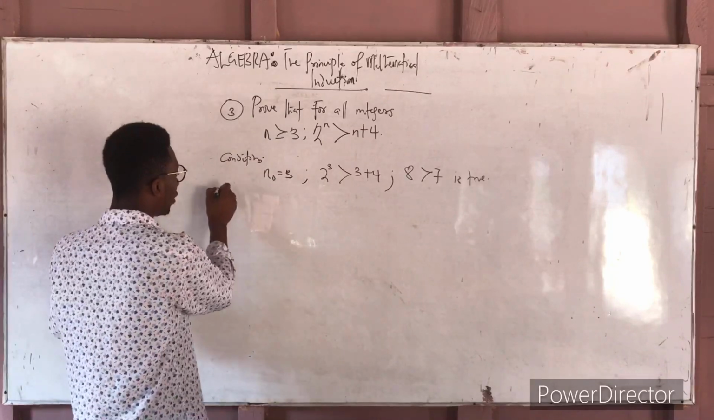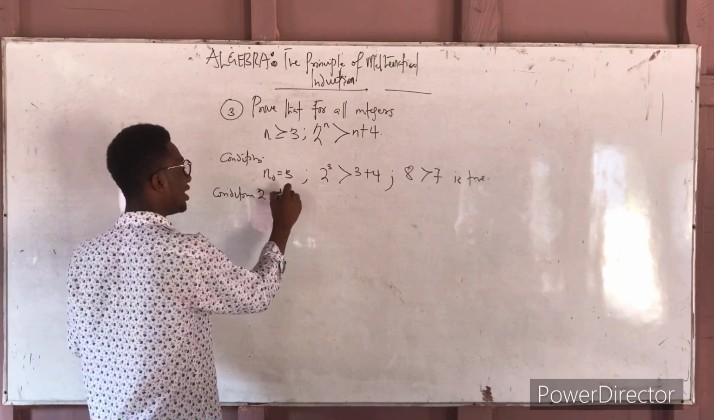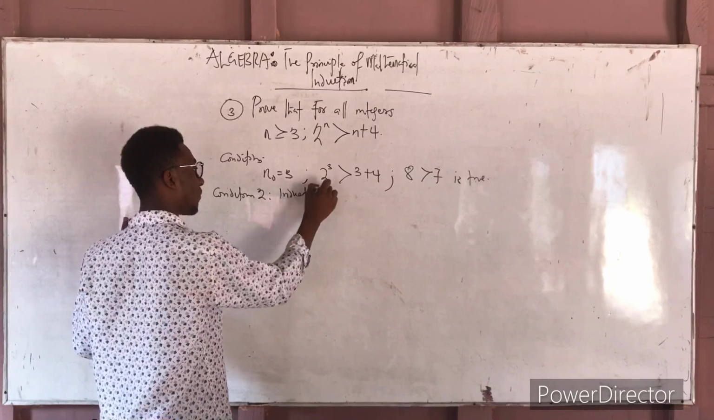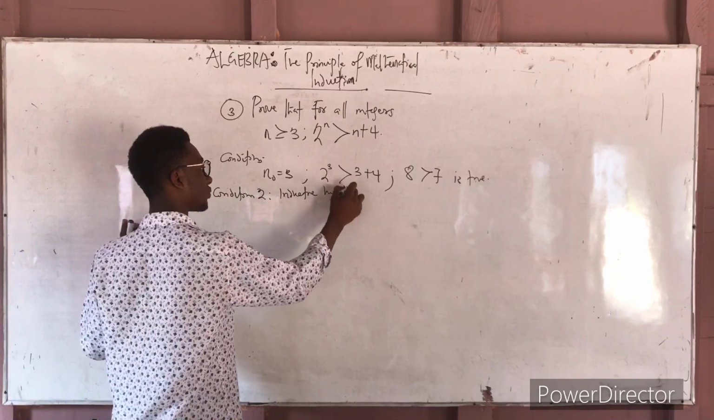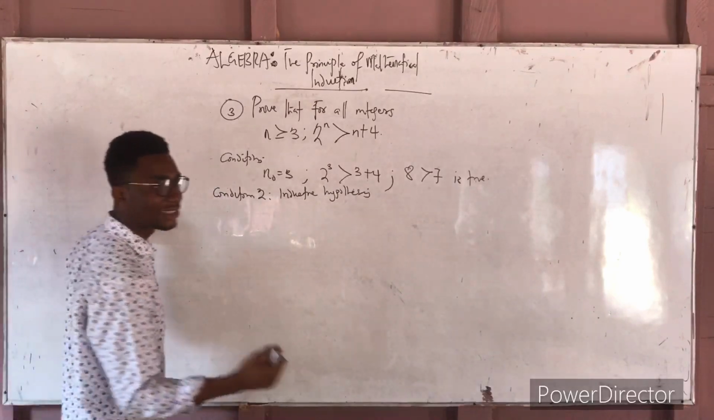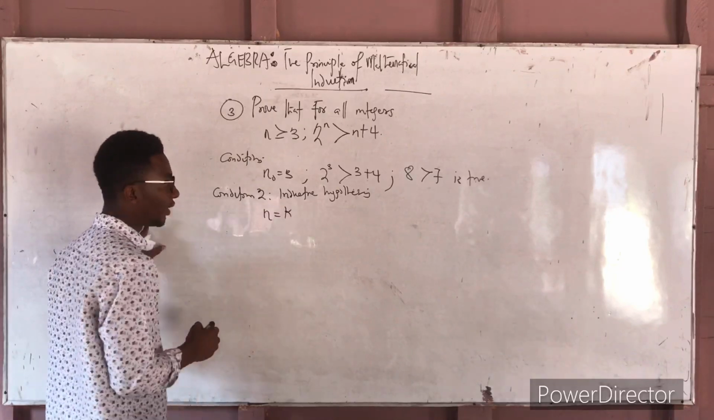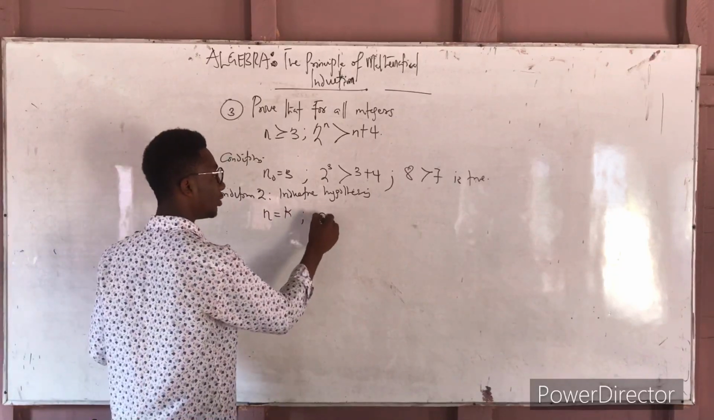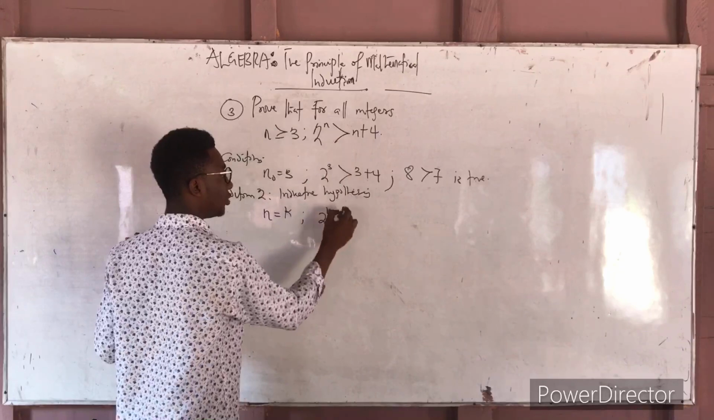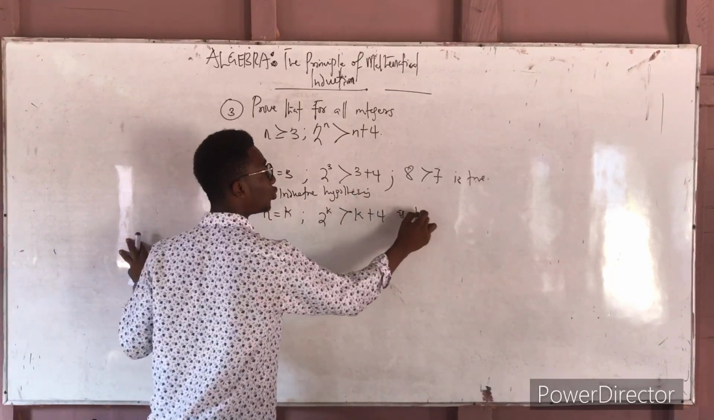So now, with condition 2, which is the inductive hypothesis, we put n equal to k. So if n is equal to k, then 2 to the power k should be greater than k plus 4. And this is also true.